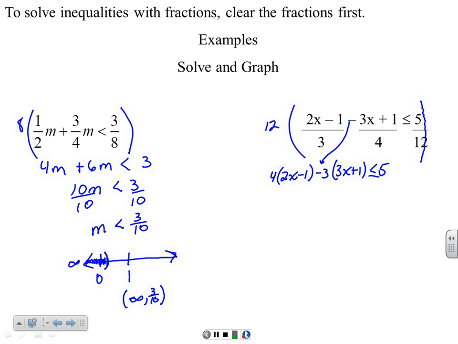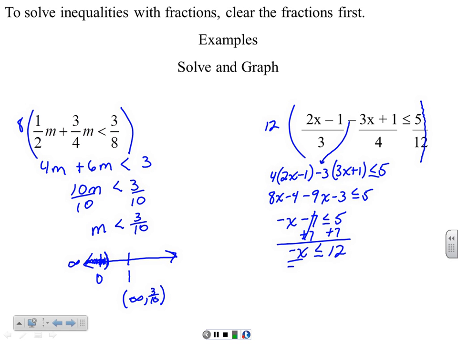So from here we're just going to solve, so we'll do the distributive property, and we'll have 8x minus 4 minus 9x minus 3 less than or equal to 5. Combining like terms, we combine our x's together, we'll get negative 1x, and combine negative 4 and negative 3, and we'll get negative 7 less than or equal to 5. Continue to solve, so we'll add 7 to both sides, and we'll have negative x is less than or equal to 12. Now I have a negative 1, so I need to divide by negative 1, and when I do that, I need to turn that inequality around. And so we're going to have x is greater than or equal to negative 12.